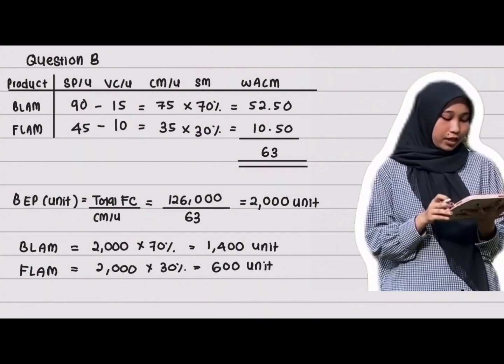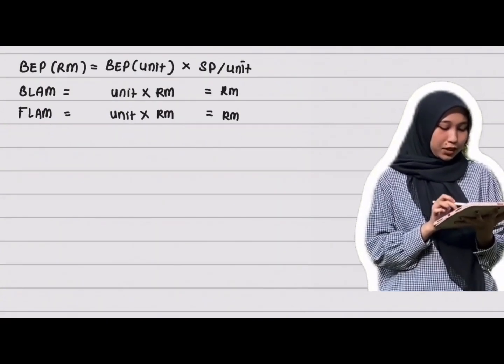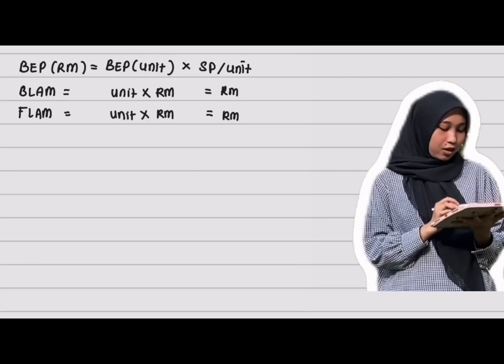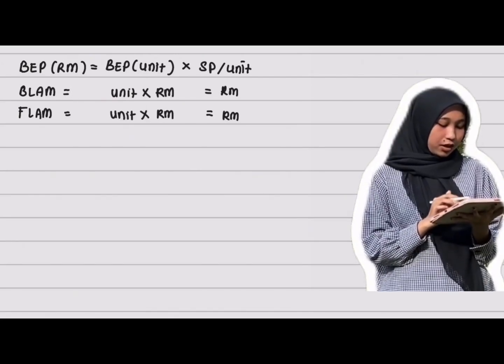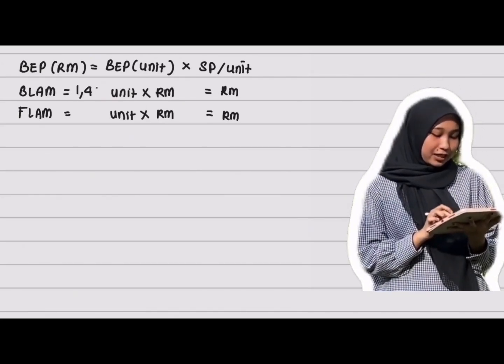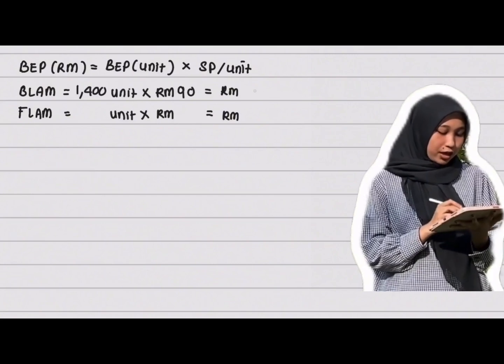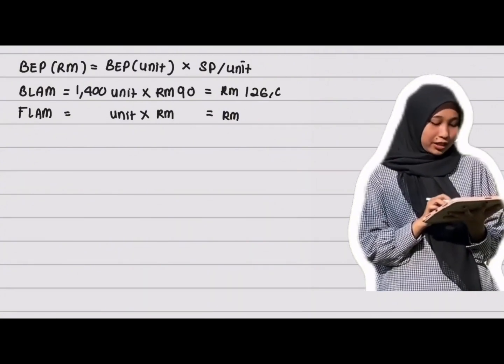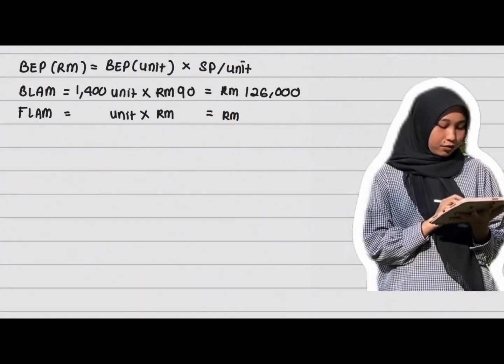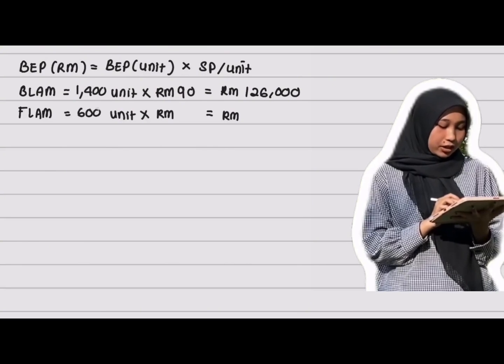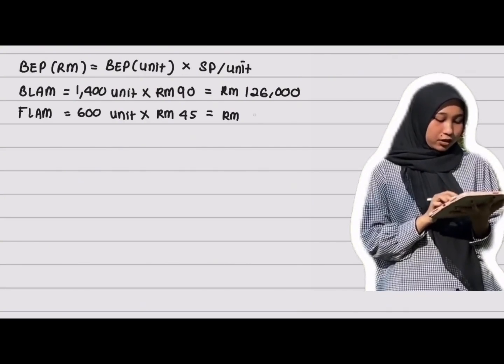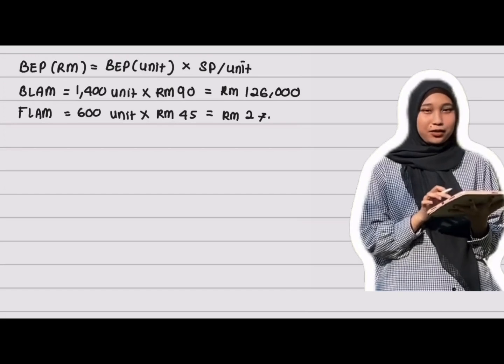For BEP in RM, we multiply BEP units with selling price. For Blem, 1,400 units multiplied by 90 ringgit and we got 126,000 ringgit. For Phlegm, 600 units multiplied by 45 ringgit and we got 27,000 ringgit.